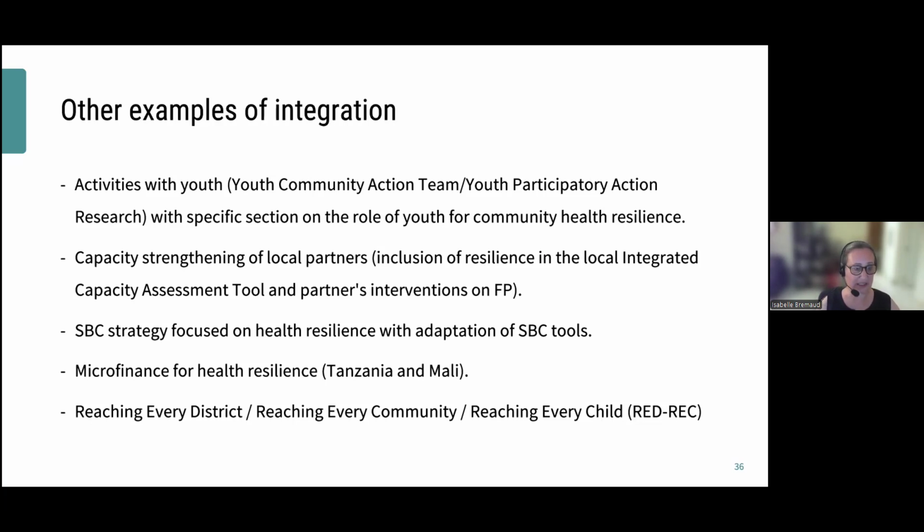Another example is with immunization and vaccination, with reaching every district, reaching every community or child, the REDREC intervention, where we also intentionally integrated aspects of risks and preparedness and resilience with our intervention. Several of those tools or activities have already been published on Momentum's website. Others will be in the coming months or before the end of our project, so stay tuned. And finally, next slide.